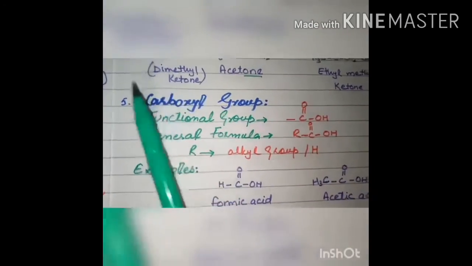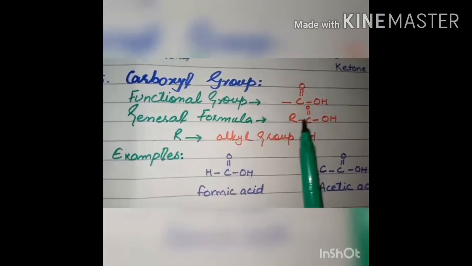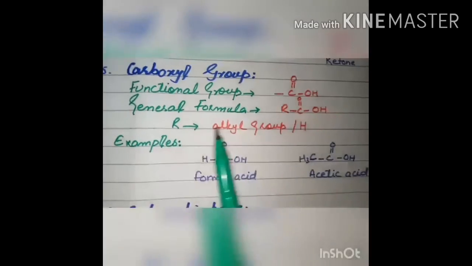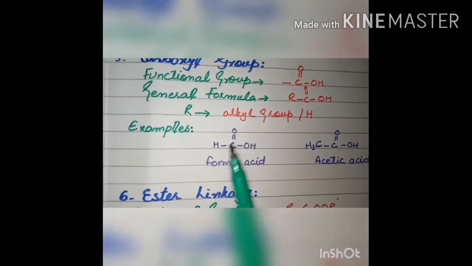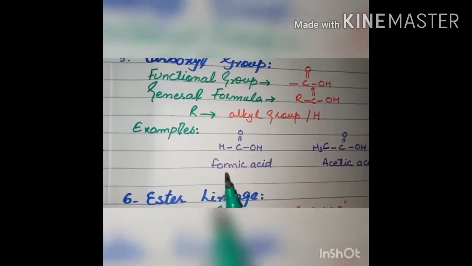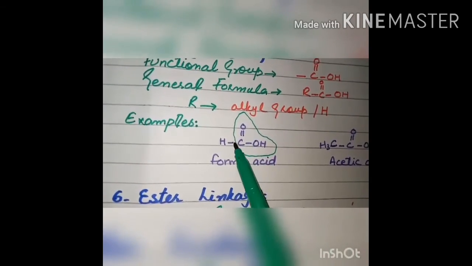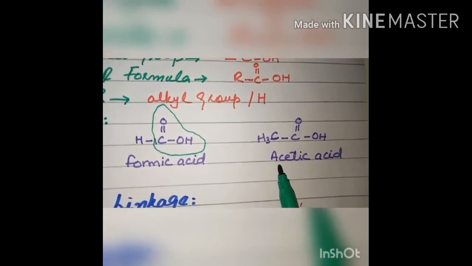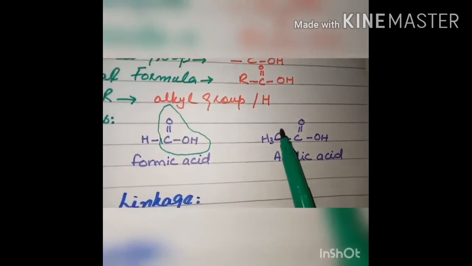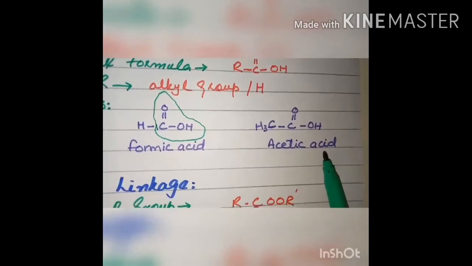The next group is the carboxyl group. The functional group for this is C double bond O, OH, that is COOH. The general formula is R, C double bond O, OH. R may be the alkyl group or hydrogen atom. For the examples, if the hydrogen atom is there in place of R, it becomes formic acid, H, C double bond O, OH. Basically this here is the functional group, and with that hydrogen attached it forms formic acid. The next example is acetic acid. Here R is CH3 and the remaining is the functional group COOH, which forms acetic acid.